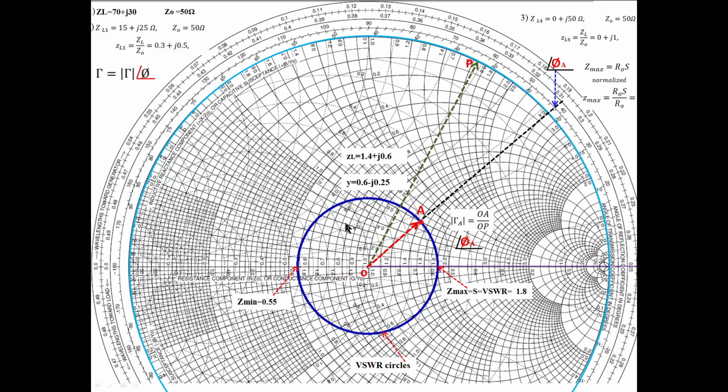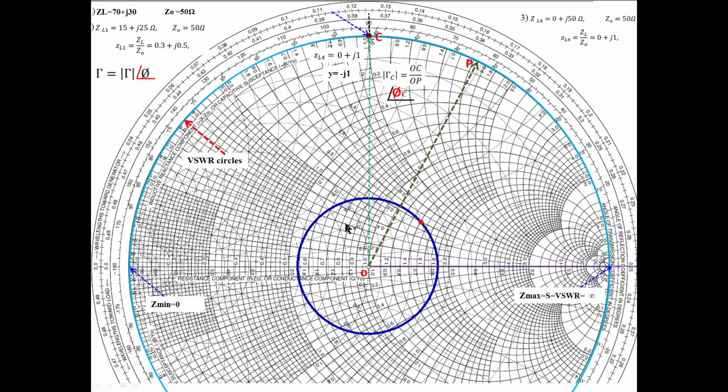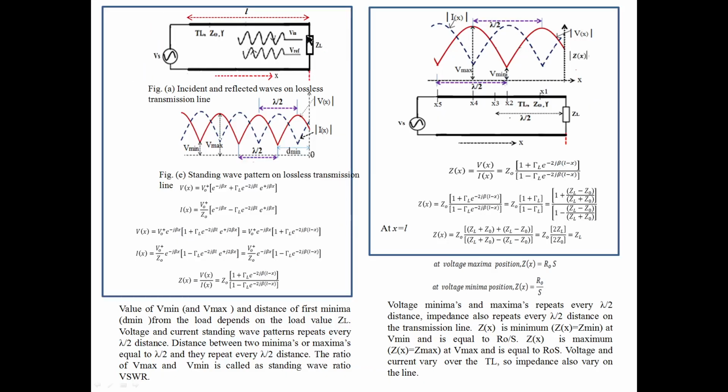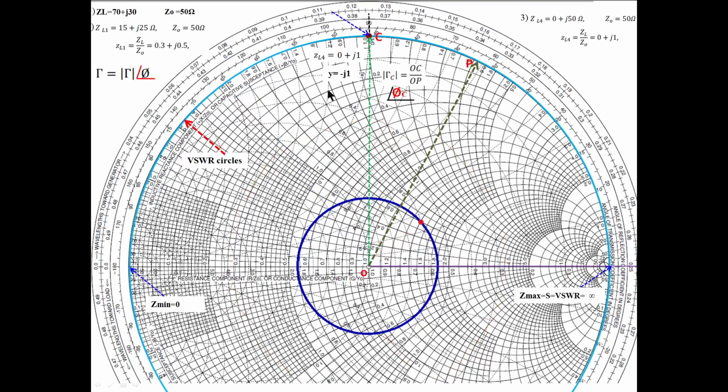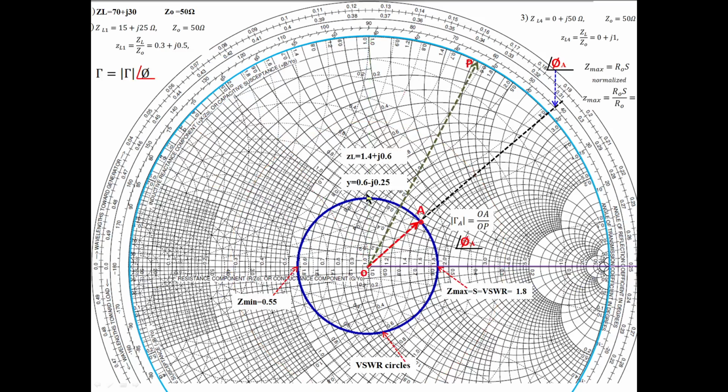For any given load, how do we obtain the reflection coefficient without using a mathematical equation? To obtain the reflection coefficient, we have to mark the load again on the Smith chart. For example, this is a load given.